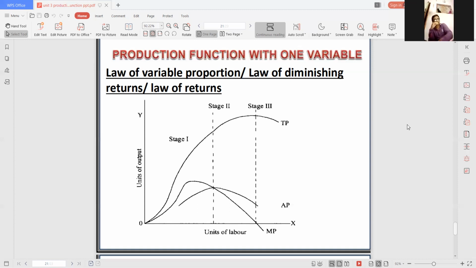Now average production, look at the average production graph. A concave shaped curve towards the x-axis means initially average production also increases up to stage 2. As labor increases, the average production also increases. From there average production decreases. If you increase the labor further, average production decreases immediately.